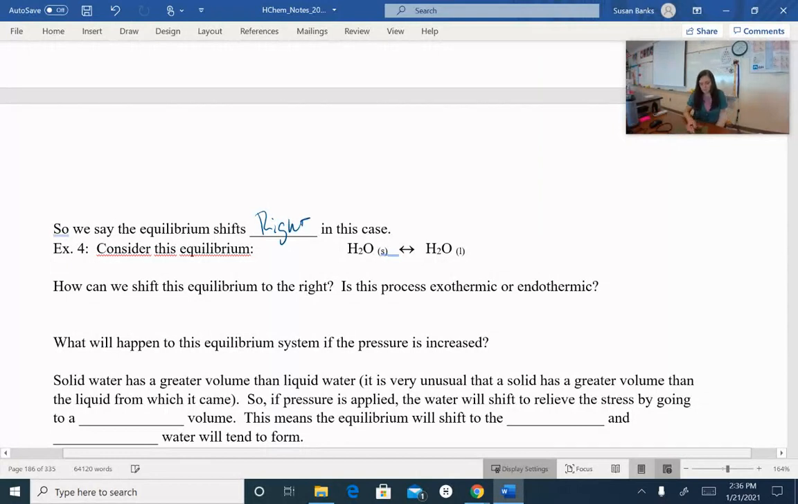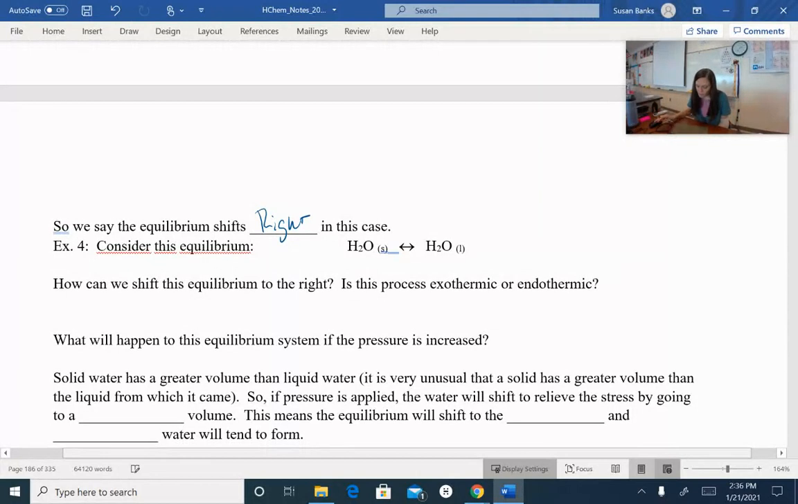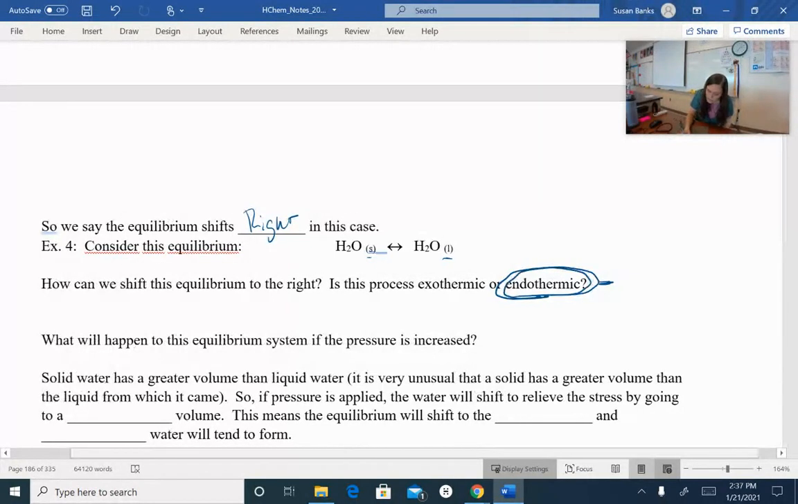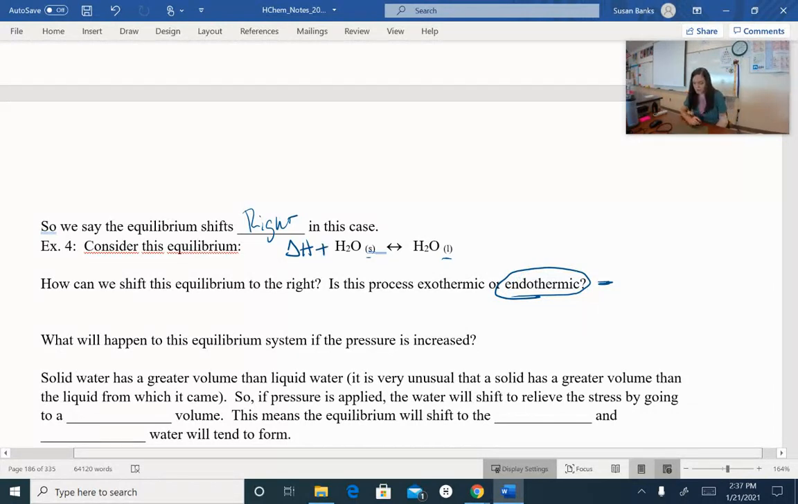Okay, now we're going to consider this equilibrium. We've got solid water to liquid water. Okay, is this process exothermic or endothermic? To go from solid to liquid, do I need to heat up that system or do I need to cool down that system? I need to heat it up. So this is an endothermic process. So I'm going to put the delta H on the left-hand side, part of the reactants.